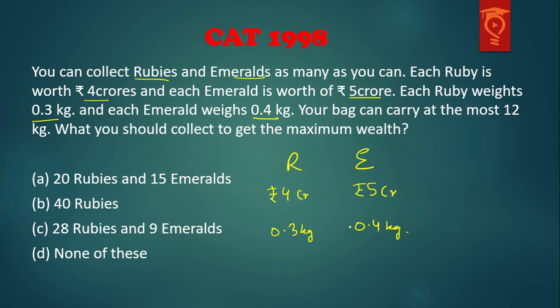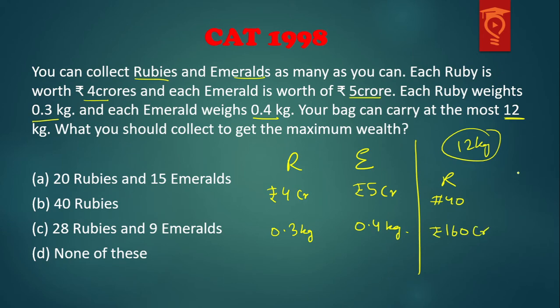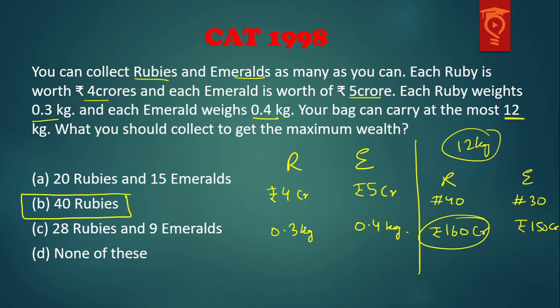Okay, so let us decide upon a weight. Anyway, that weight has been given as 12 kg. 12 kg is something that is divisible by 0.3 also and 0.4 also. So let us talk about 12 kg. If 12 kg of rubies are there, that would be 40 rubies. So that will fetch you 160 crores, and emeralds would be 30 kg. So 30 kg of emeralds would fetch you 150 crores. So obviously you will go for 160 crores, and there is no combination that you would want. You would want to buy all rubies. So this is one method.